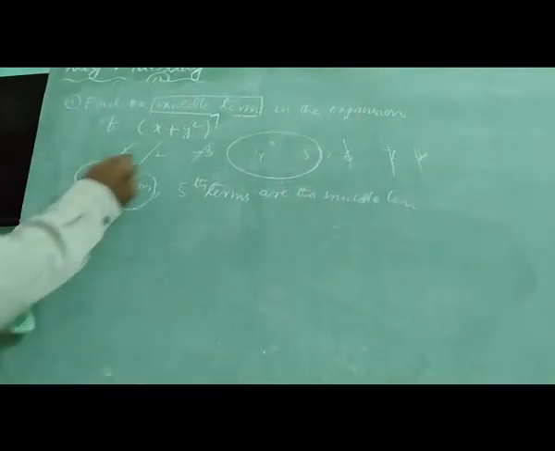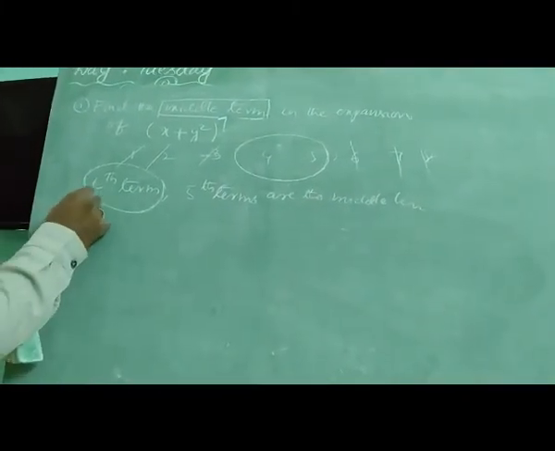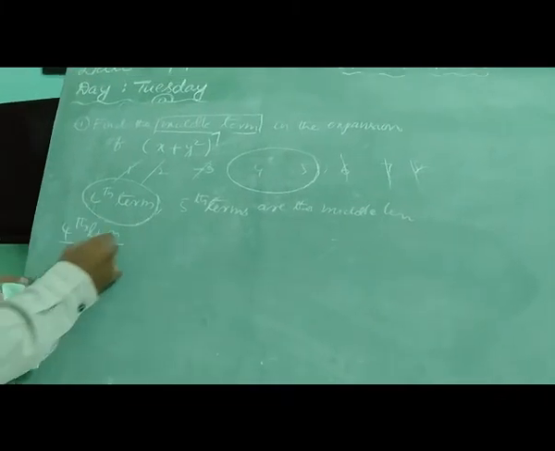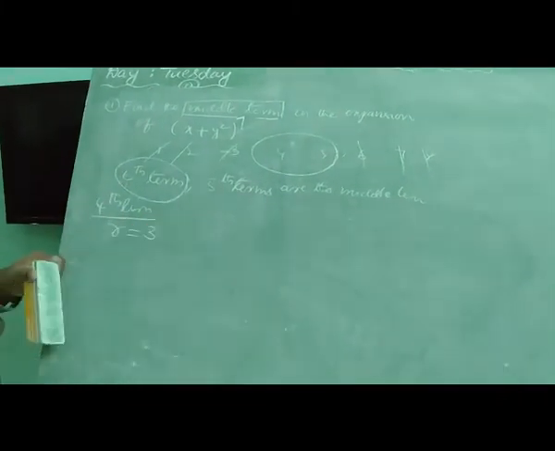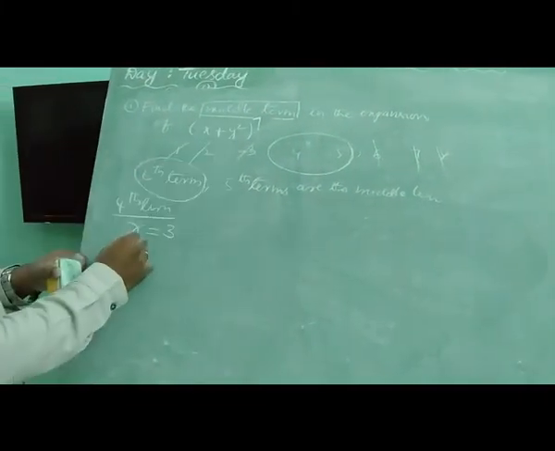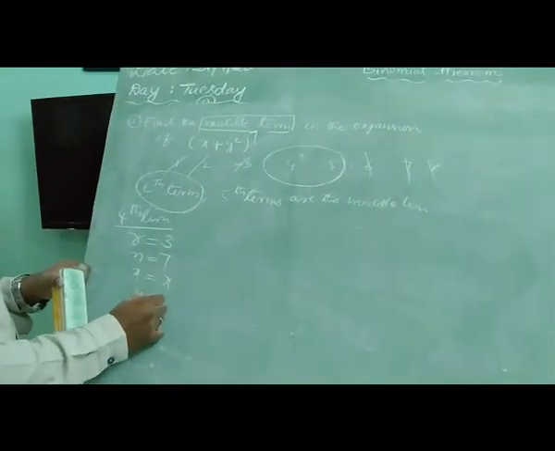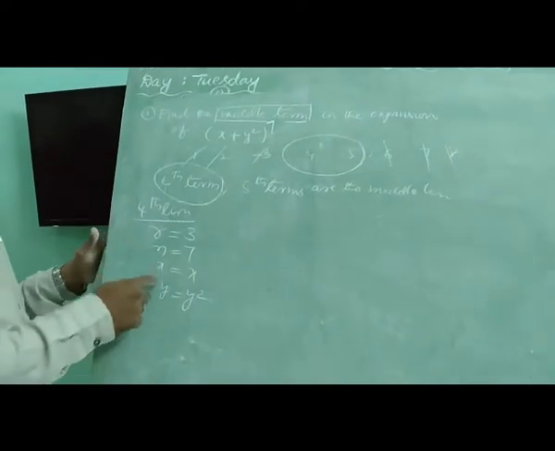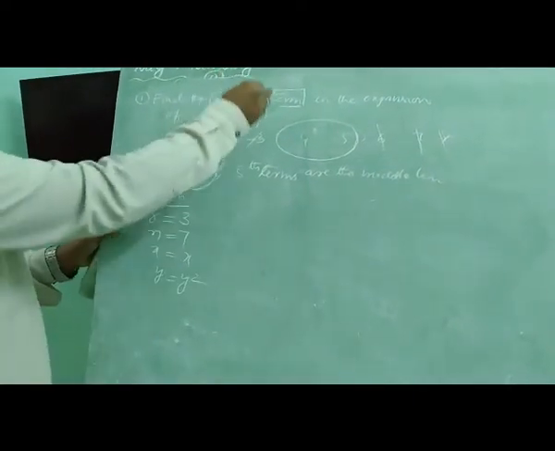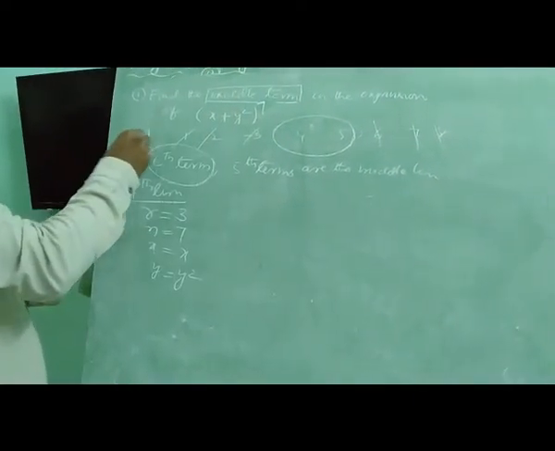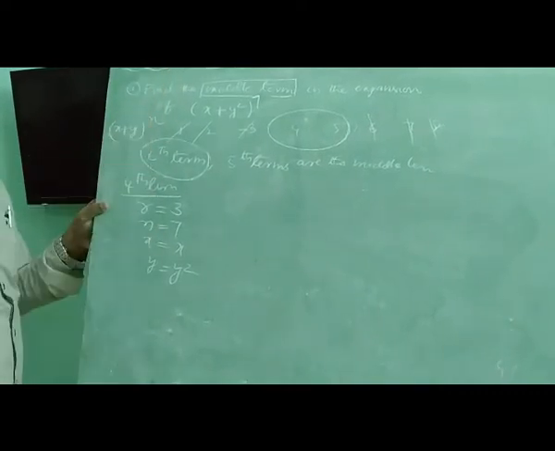So how do you find the 4th term? For finding the 4th term, we take R is equal to 3, n is equal to 7, x is equal to x, y is equal to y square. How do you get these values? By comparing the given binomial expansion with (x plus y) whole to the power of n.